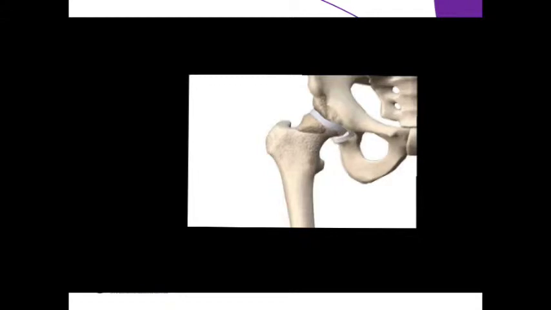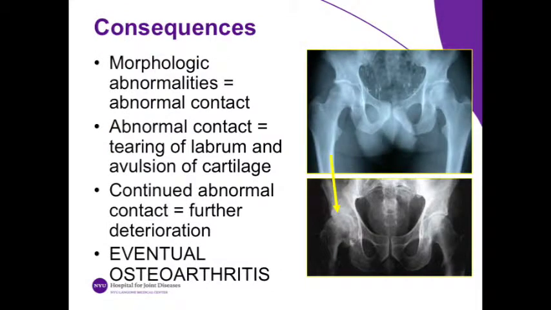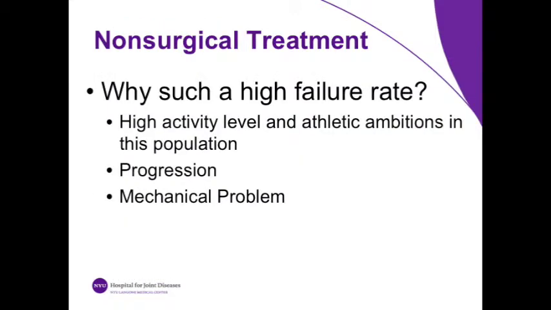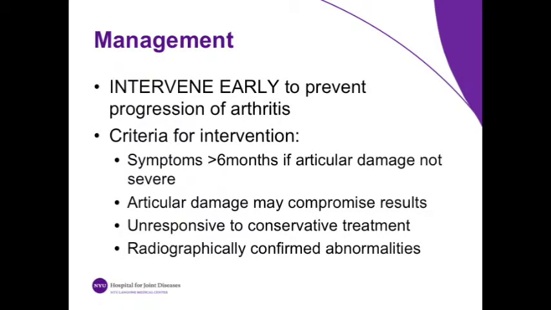This is a video showing a femoral neck spur as well as an acetabular spur consistent with femoral acetabular impingement. These morphologic abnormalities lead to abnormal contact, which leads to tearing of the labrum and the cartilage. Further deterioration will lead to arthritis. Nonsurgical treatment leads to a high failure rate because it's a young active population with a mechanical problem. The goal here is to intervene early to prevent progression of arthritis.